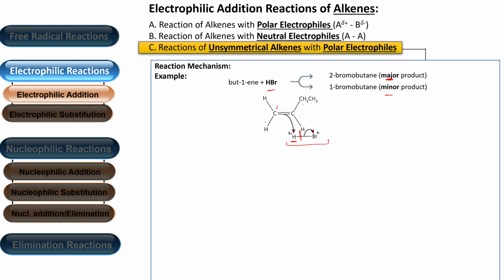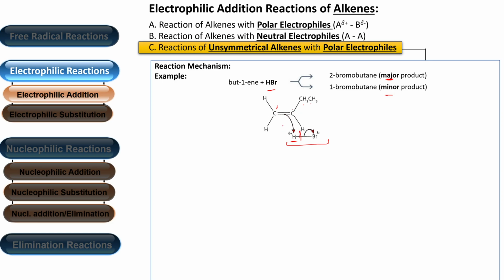But there's a slight confusion here. We know that hydrogen is going to make a bond with the carbon, but if you look at the molecule, that's an unsymmetrical molecule. So both these carbons are different. This carbon is attached to two hydrogens, while this carbon is attached to a methyl group. So now the question is, the hydrogen will make a bond with which carbon, with this carbon or with this carbon?